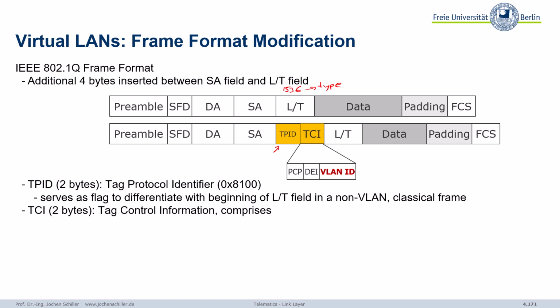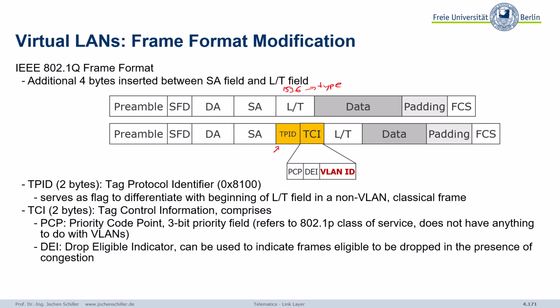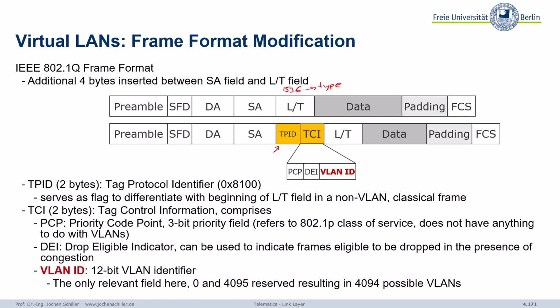Then we have certain other fields, TCI, and this now contains a priority field. This has nothing to do with the VLAN. That's also a drop eligible indicator, which has nothing to do with the VLAN. So if you update a standard, you also pack in some more things. So this has nothing to do with the VLAN. And then finally, we have the VLAN identifier. That's the only interesting thing here in the context of VLANs.